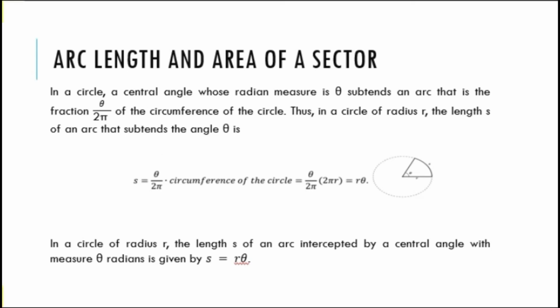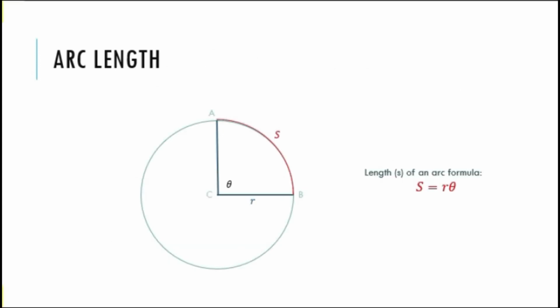Thus, in a circle of radius r, the length s of an arc that subtends the angle theta is the following. In a circle of radius r, the length s of an arc intercepted by a central angle with measure theta radians is given by s equals radius times theta, or radius times the angle measure. So to make things simple and short, to find the arc length of a circle, we need to multiply the length of the radius by the measure of the theta, or the angle.